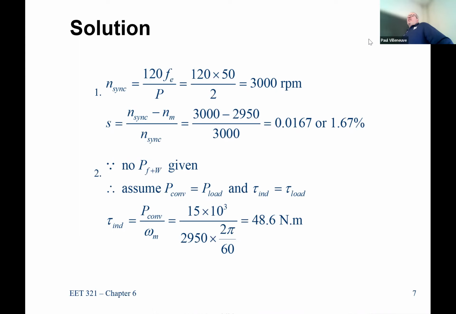So no friction and windage, which means all the converted power is going to be delivered to load power, and our induced torque is going to be the same as our load torque. So with that being said, our output power or load power is the same as our converted power. And we're going to convert our mechanical speed, which is in RPM, to radians per second, because when we divide watts by radians per second, we get Newton meters. So 15 kilowatts divided by 2950 RPM converted to radians per second gives us 48.6 Newton meters.